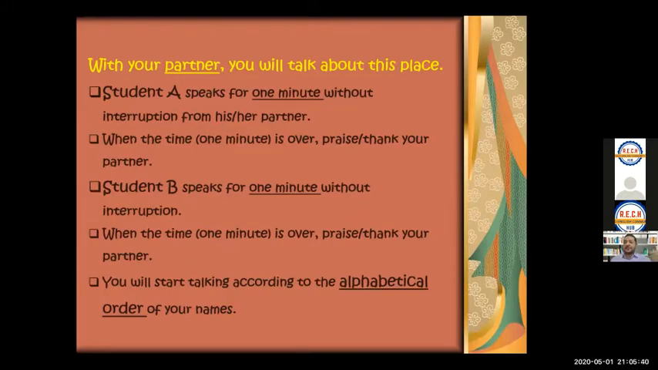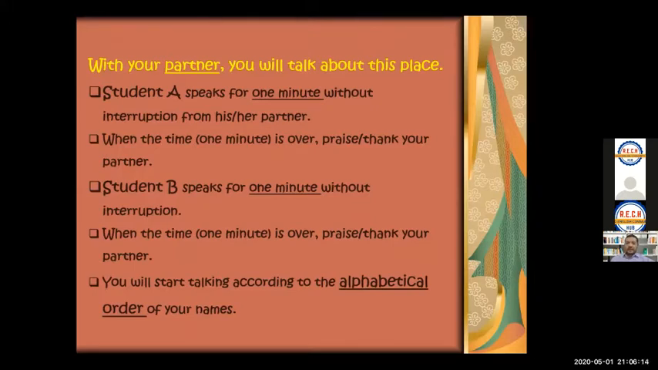Speaker A will speak first for 1 minute. I'm going to signal the time. I'm going to tell you that the 1 minute is over. Please start talking. While speaker A is talking, please, this is very important, speaker B, do not interrupt. Let speaker A just say whatever he or she wants to say, okay? And then after 1 minute, speaker B will take a turn and will talk about the same topic for 1 minute.